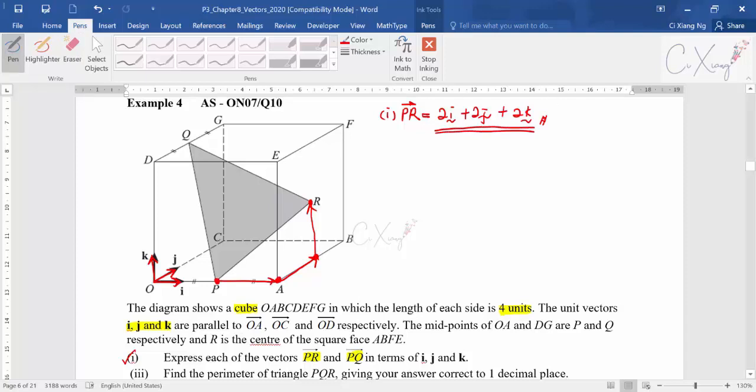Then, let's say I want to get PQ. For PQ, maybe I will try to use another color.